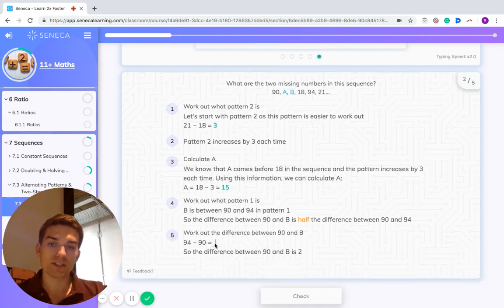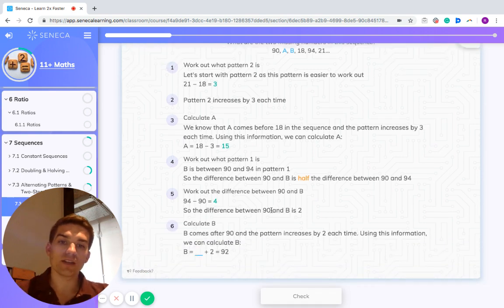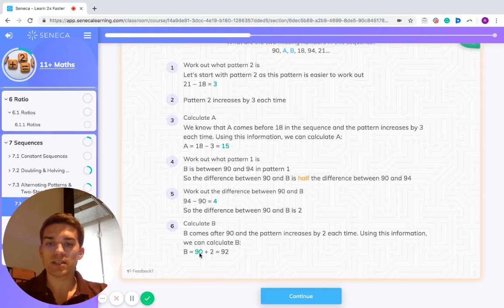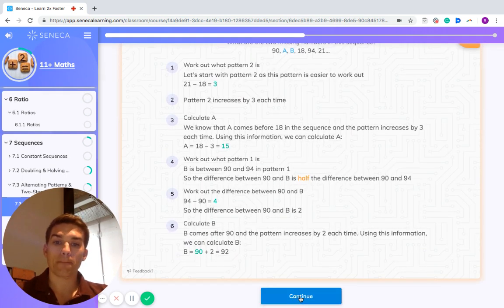So if we work out 94 take away 90, that gives us 4. So the difference between 90 and B is 2, and then the difference between B and 94 is also 2. So we can do 90 plus 2 to give us 92 as the answer to B.